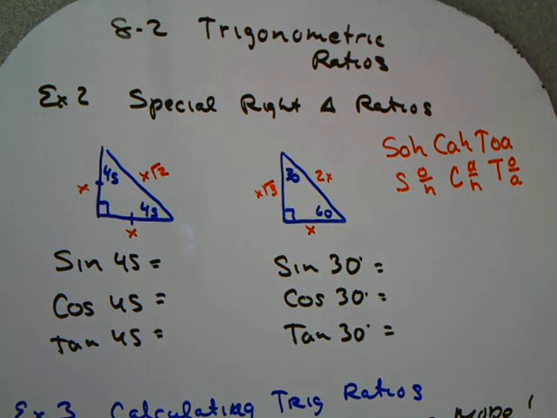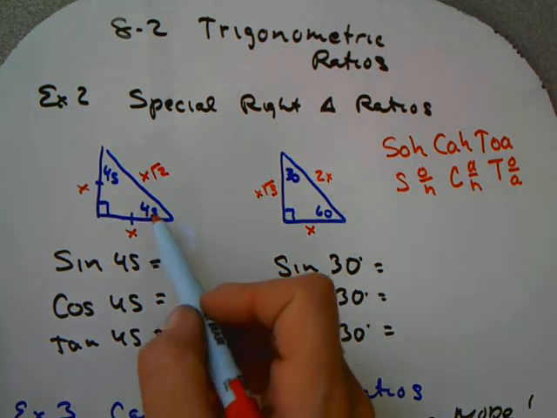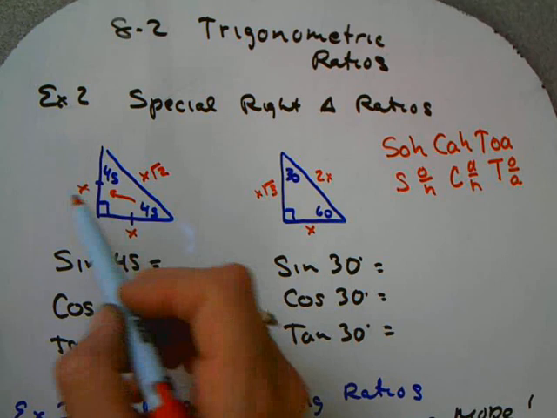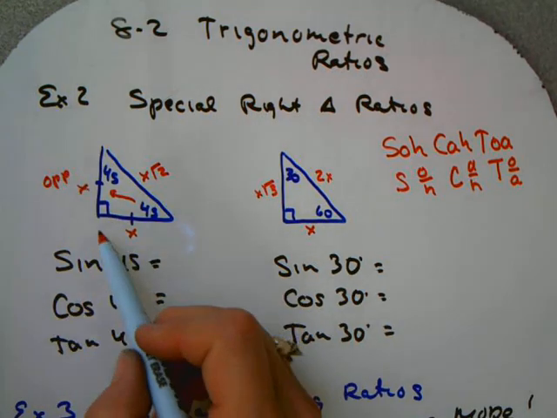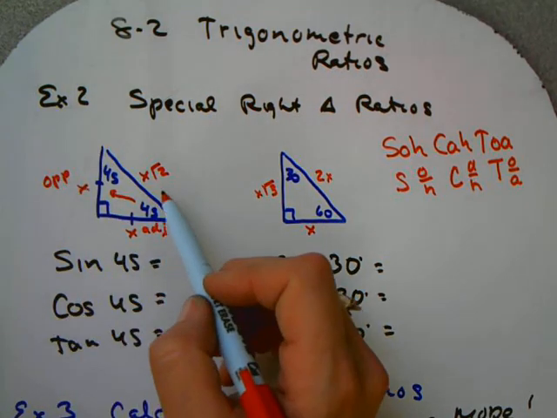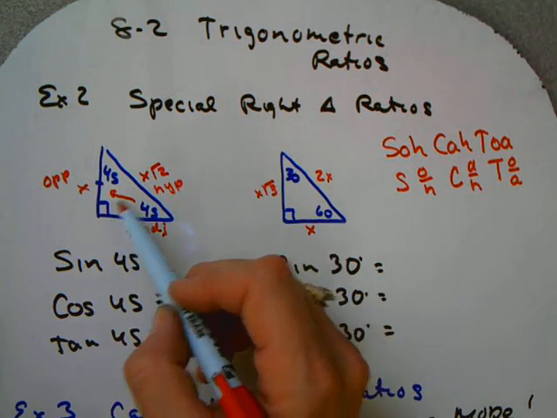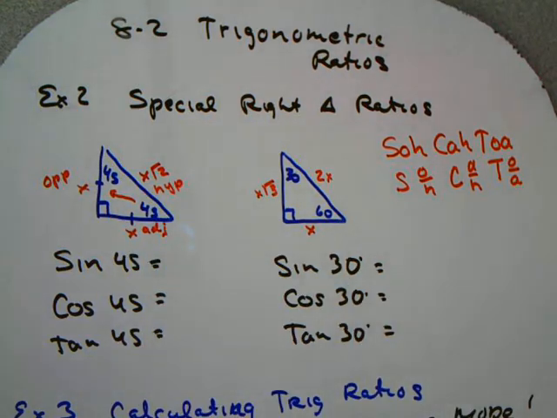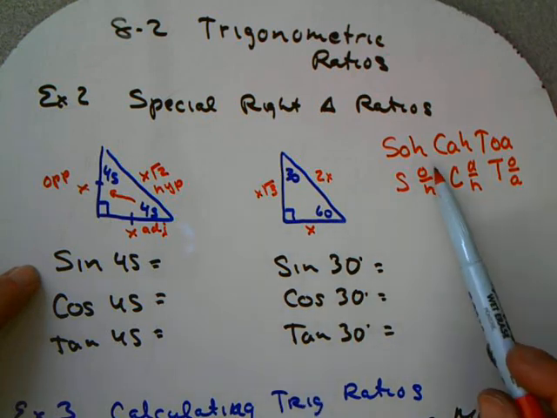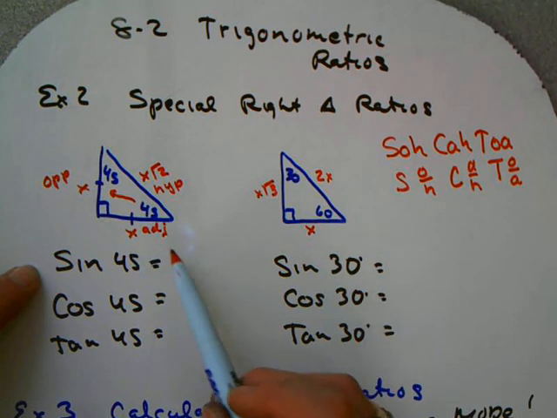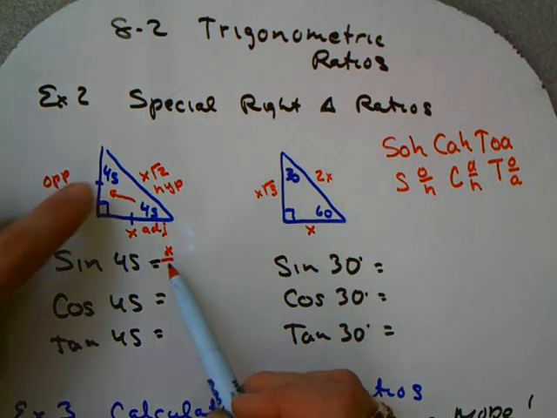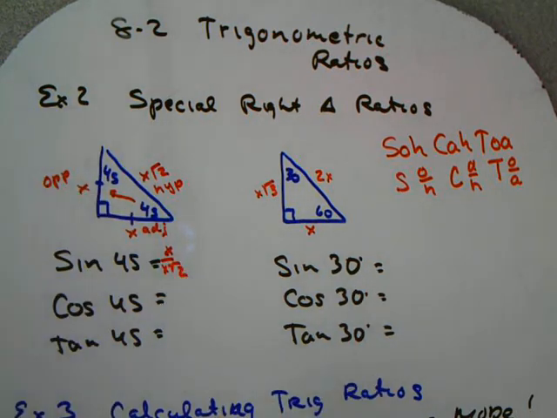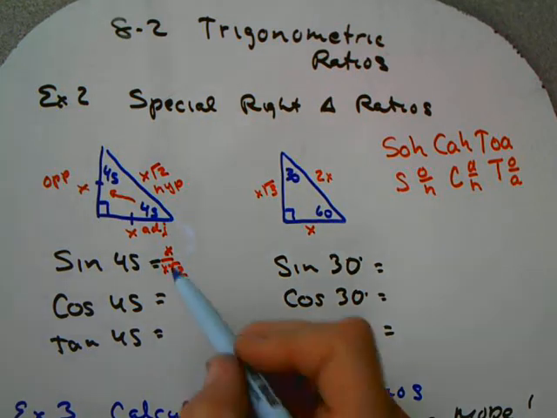All you need. Now to find them, looking at a 45-degree angle, I would say this going across is the opposite leg, this is the adjacent leg, and this, of course, is the hypotenuse, across from the right angle. So now if I want to find the sine of 45, opposite over hypotenuse, I will write x over x square root of 2. Any number over itself is 1, so I have 1 over square root of 2.